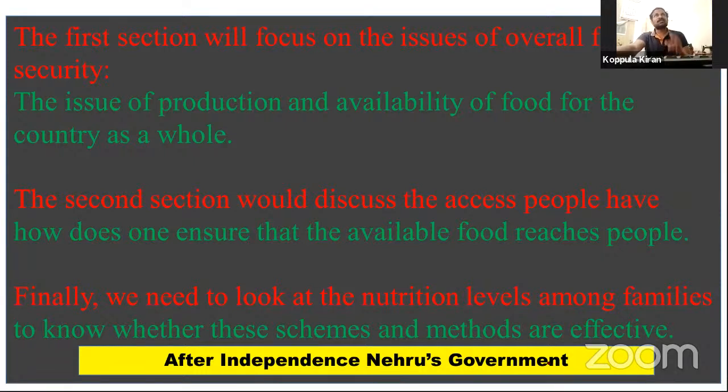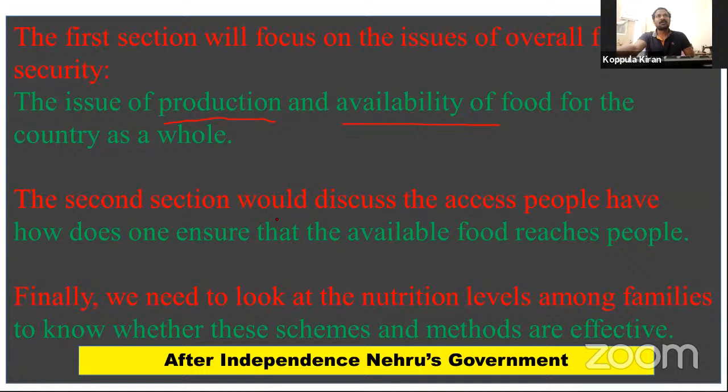In this chapter, we will discuss two sections in depth. Mainly, the first section will focus on the issues of overall food security. Can you understand this? The issue of production and availability of food for the country as a whole. What is the production? What is the availability? How do we increase production? Let us discuss the following topics.